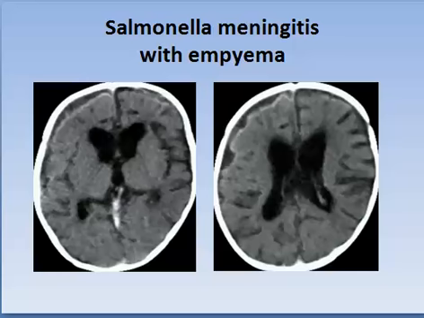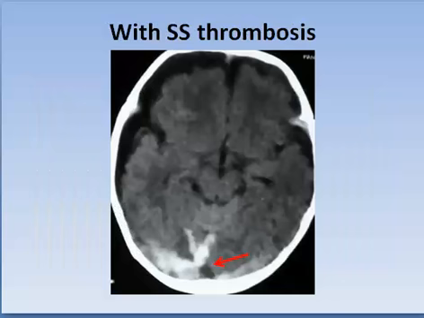Now salmonella meningitis with empyema, irregular bilateral empyema with definite pressure changes. Empyema with superior sagittal sinus thrombosis. This is the empyema, and this is the thrombosis with hemorrhage and hemorrhagic infarct.